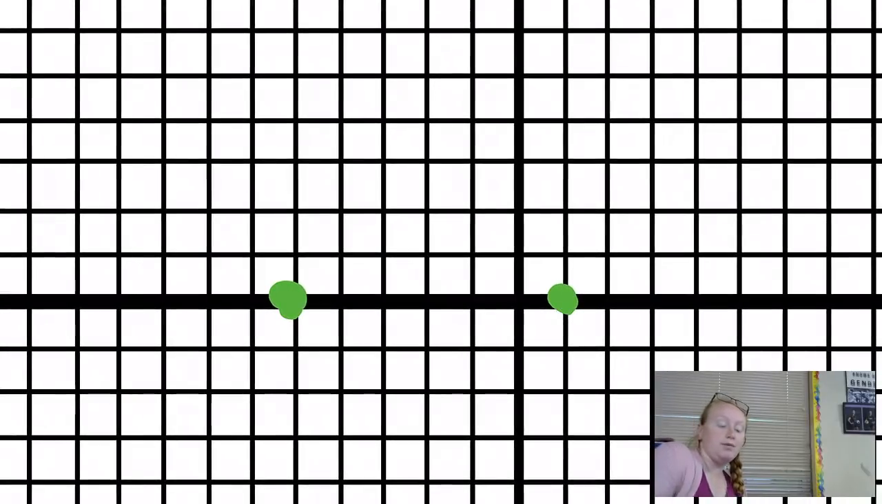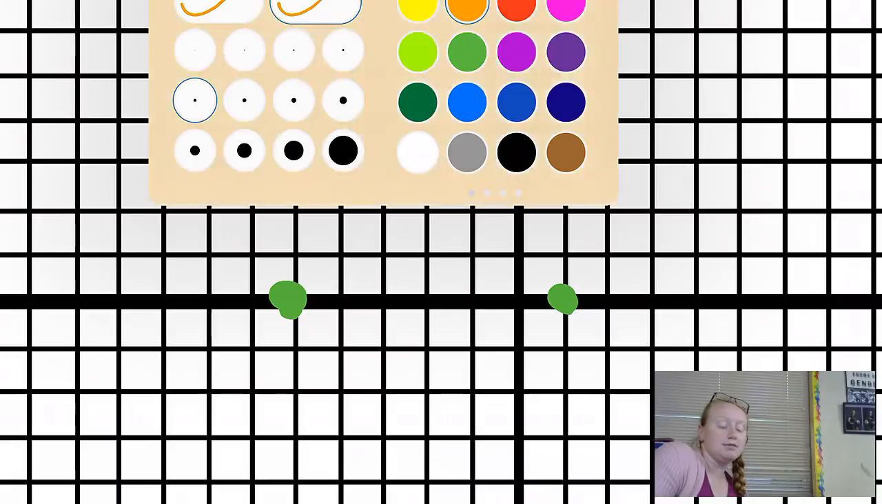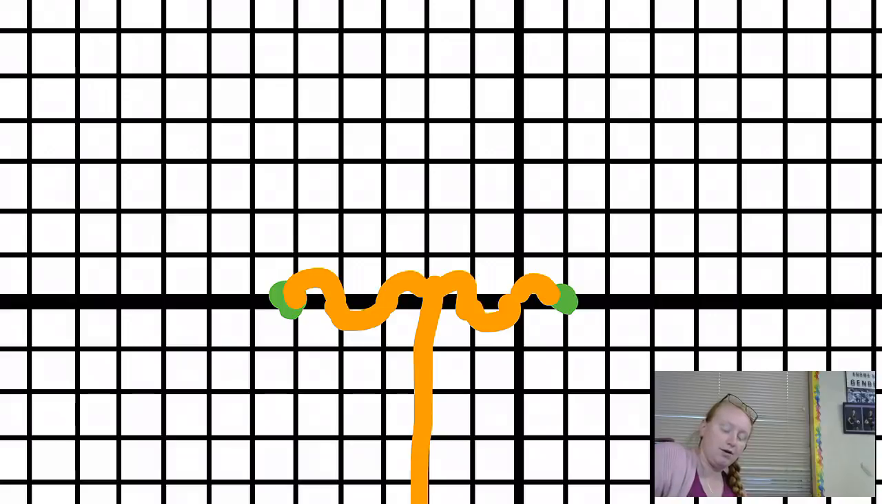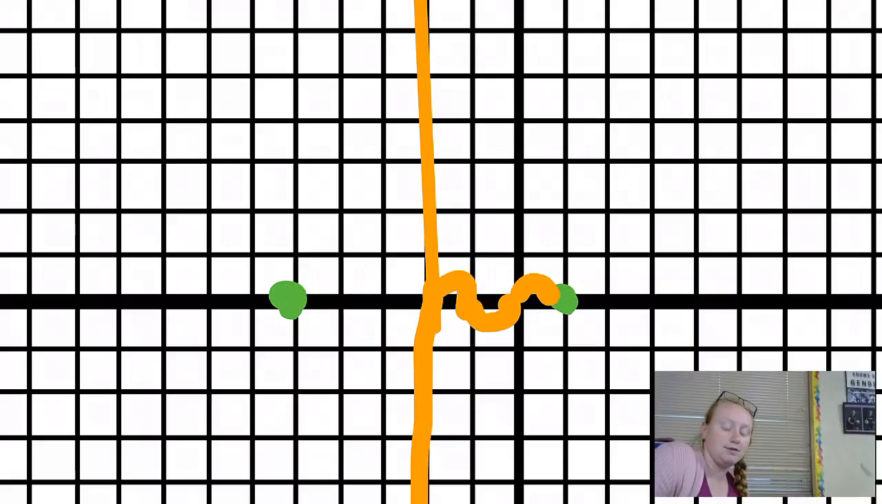I'd like to point out that right now we could go and find our axis of symmetry by counting. 1, 1, 2, 2, 3, 3. Put our line of symmetry right there. We could also go and do math work to get our line of symmetry.